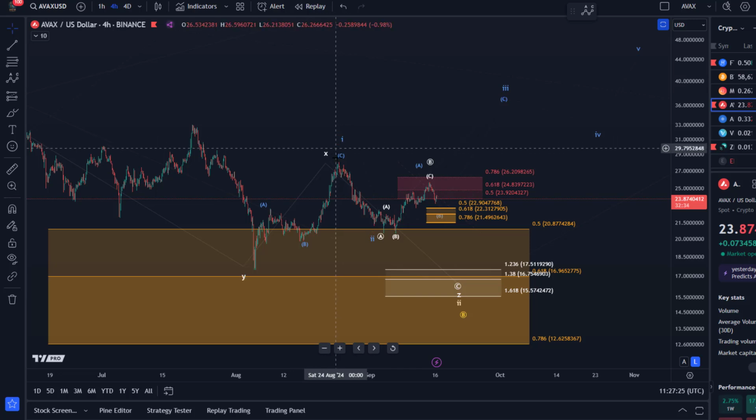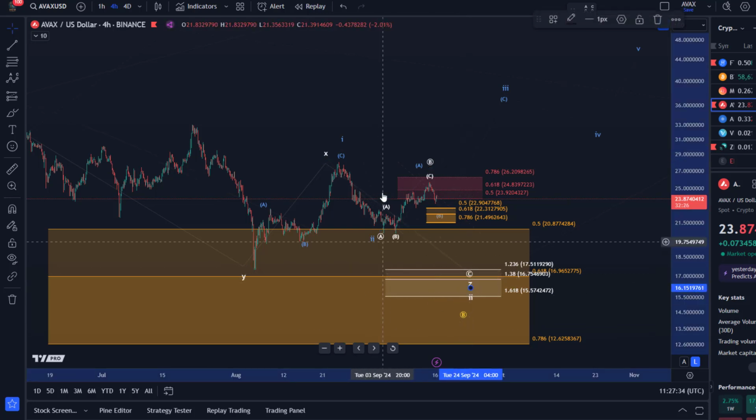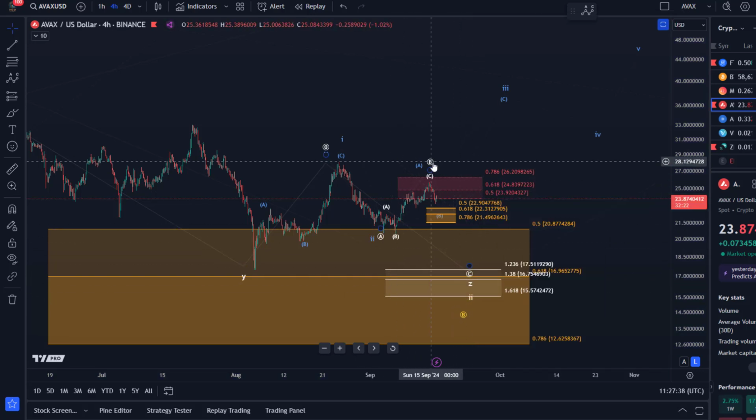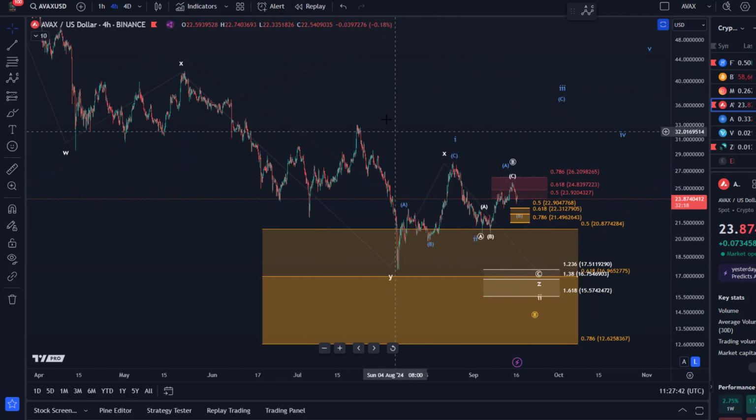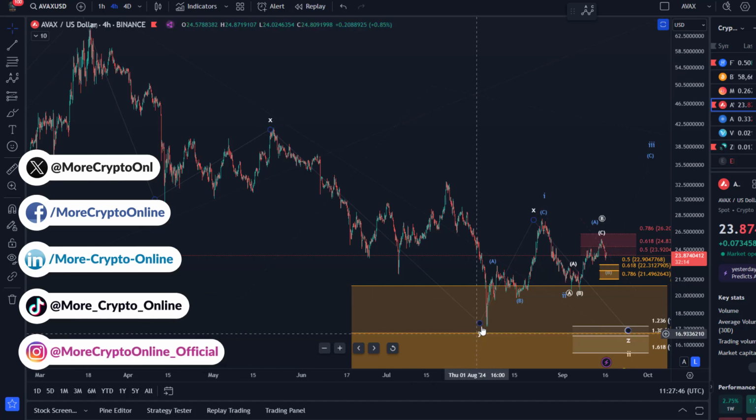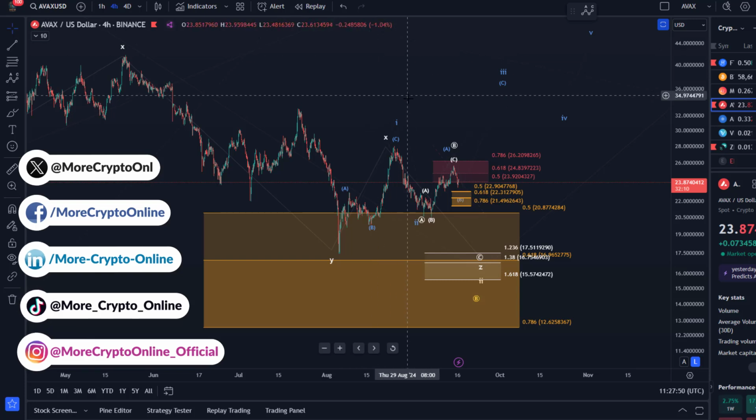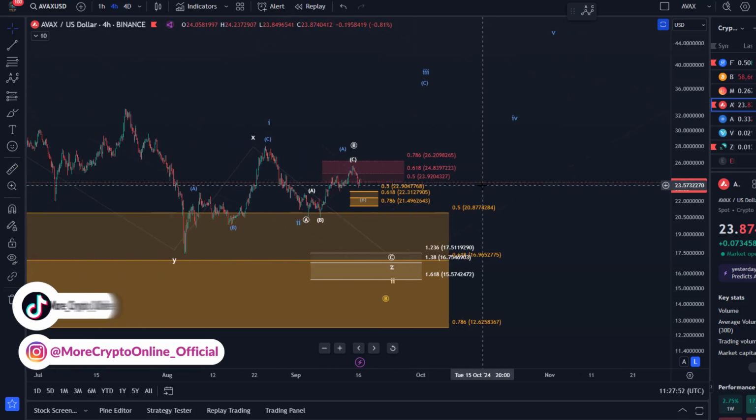Which I'm labeling as an ABC structure in wave Z of 2, right? ABC in wave Z of 2. The problem here is that this is obviously a very exotic wave structure, this WXYXZ structure. It's a very complex one, doesn't happen very often, therefore probabilities aren't great.